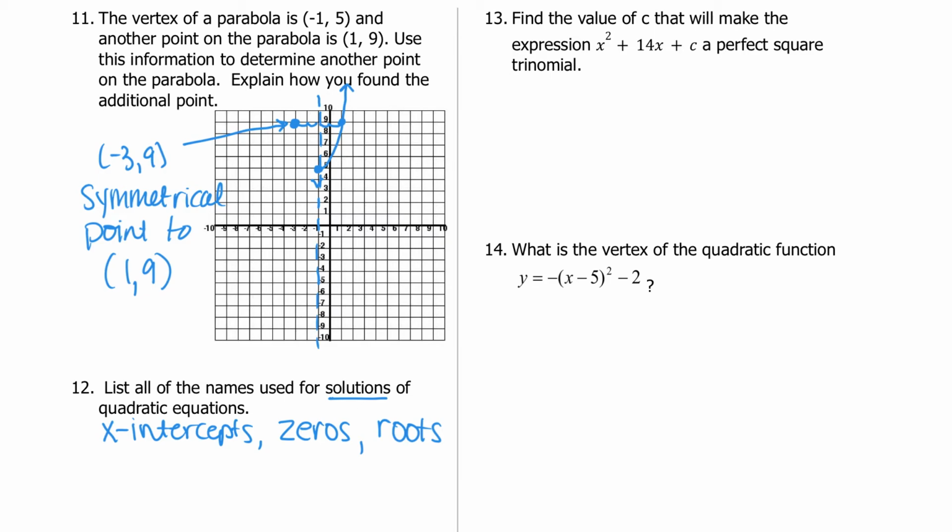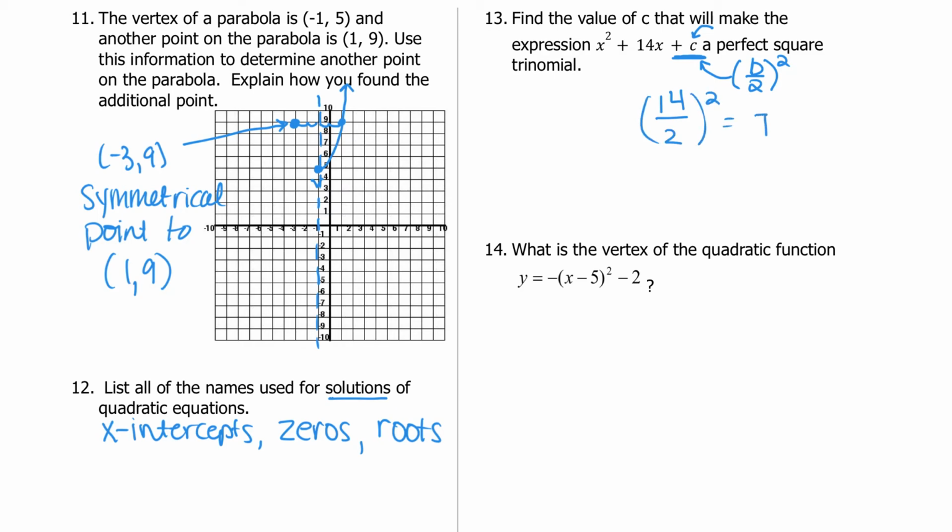Okay, find the value of c that will make the expression x squared plus 14x plus c a perfect square trinomial. This is coming from completing the square. When you are completing the square, remember how I'd have you write or draw a line there? Well, what are you having to put in there? Well, remember, it's always going to be your b over 2 squared. That's what's going to go into that position. So that must be what c is. So my b is 14. I'm going to divide that by 2, and then I'm going to square that.